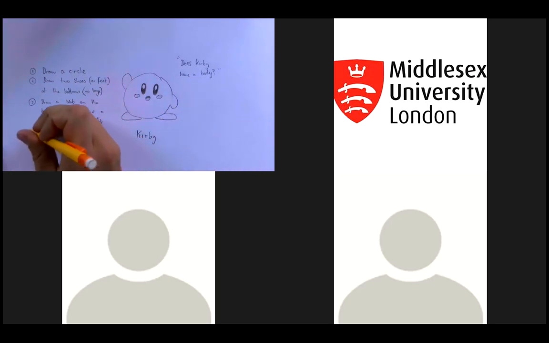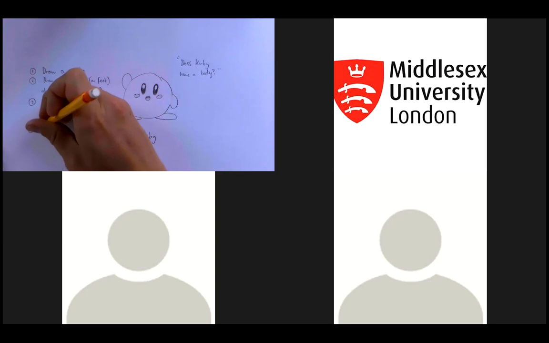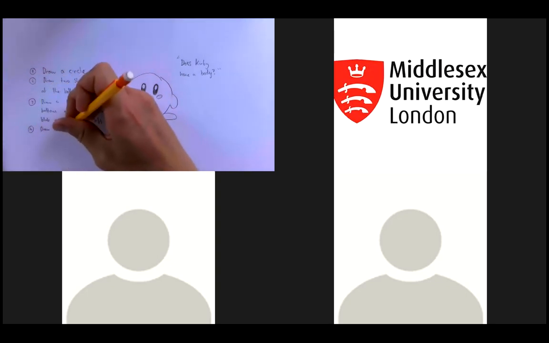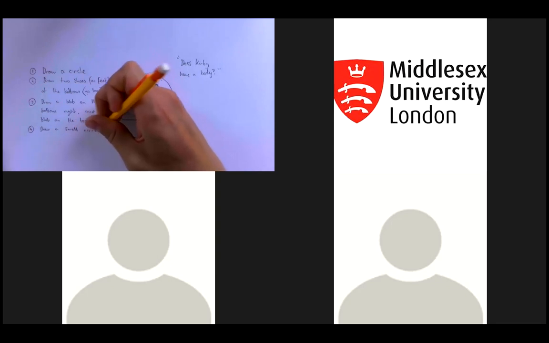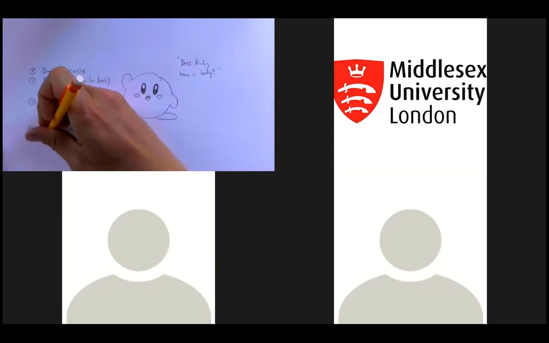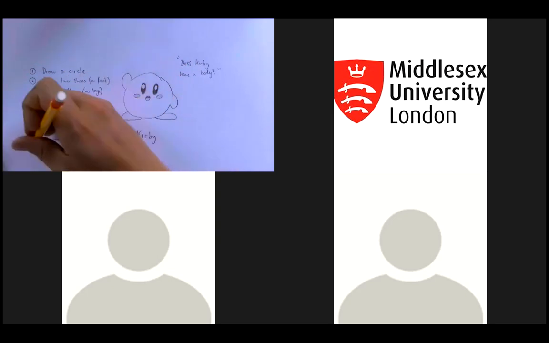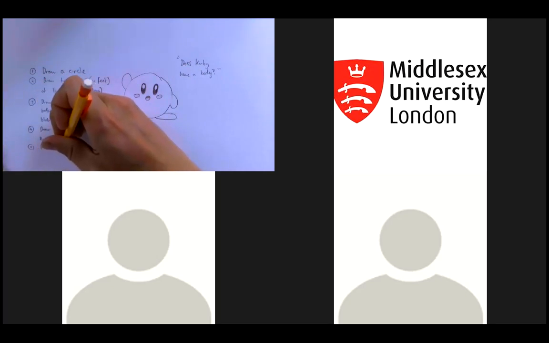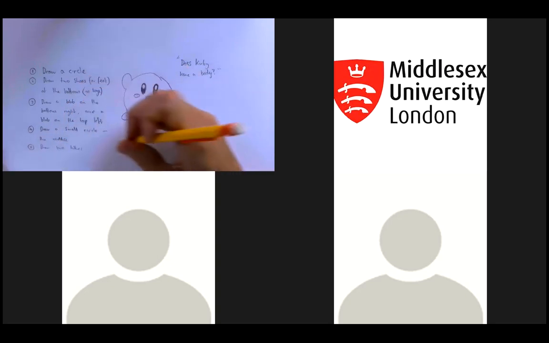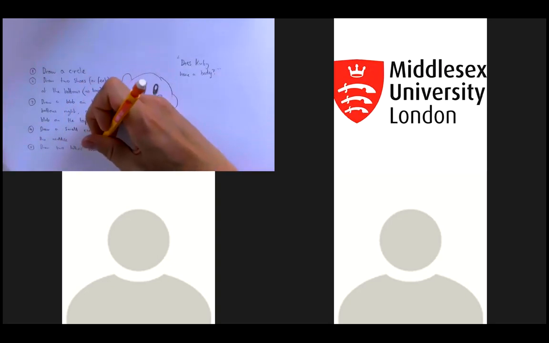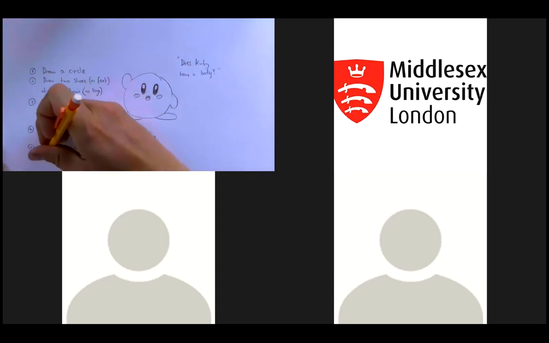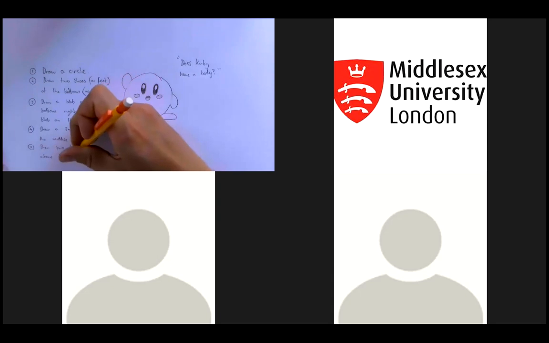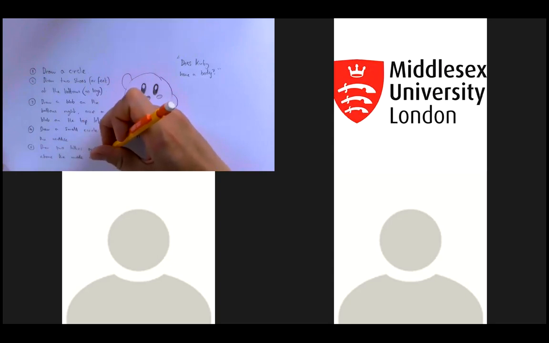Next step, guys, let's draw step number 4. Draw a small circle in the middle. And then step 5 would be to draw 2 tall or taller ovals above the middle circle, next to each other.